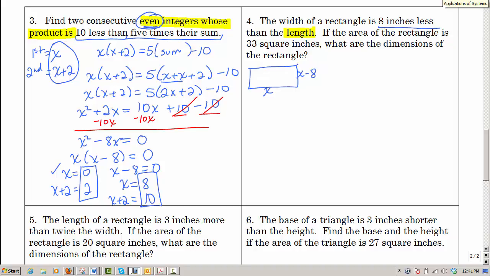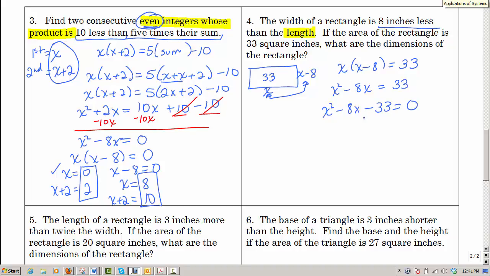Now the area of the rectangle is 33 square inches. What are the dimensions? So how do I find the area? I multiply the length and the width, or the base and the height. So I need to multiply those together. I'm going to distribute, set it equal to 0, and factor. So again, leading coefficient of 1, what multiplies to get negative 33 and adds to get negative 8.